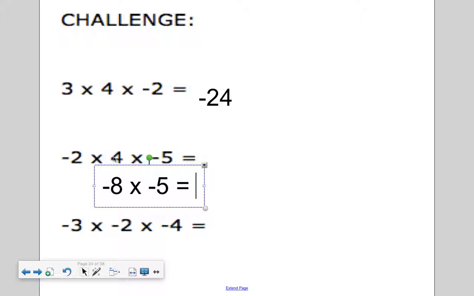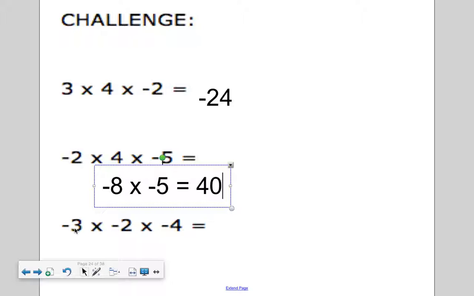So we multiply the first pair of integers. Now they want you to do the opposite of this negative. So we know it can be positive. 8 times 5 is 40. So opposite of 8 groups of negative 5, which is negative 40, is 40.